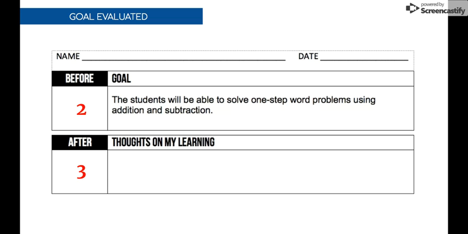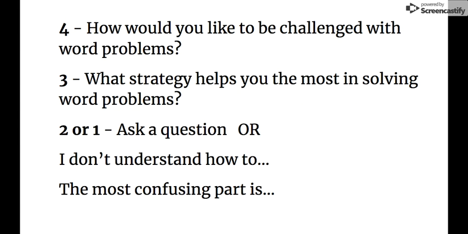And then in this part that's thoughts on my learning, I would give them questions to answer. If you were a 3 or a 4, I have that on this next slide. If you're a 4, how would you like to be challenged with word problems? If you were a 3, what strategy helps you the most in solving word problems? And if you're a 2 or a 1, ask a question, or they could use one of these question stems or sentence stems. I don't understand how to fill in the blank, or the most confusing part is fill in the blank. So the goal with that is that I would be able to take those responses and look at them later that day.